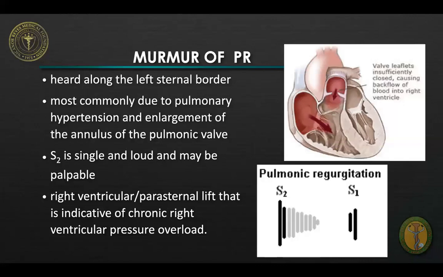The murmur of pulmonic regurgitation is heard along the left sternal border, most commonly due to pulmonary hypertension and enlargement of the annulus of the pulmonic valve. S2 is single and loud and may be palpable. There is a right ventricular parasternal lift that is indicative of chronic right ventricular pressure overload.